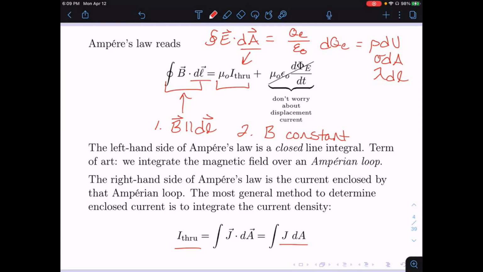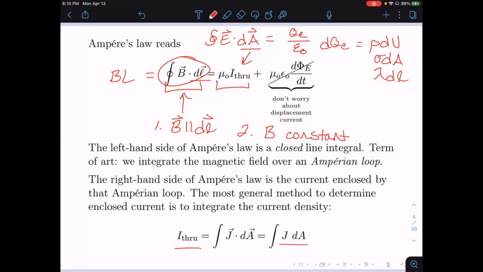Those two vectors have to be parallel and the B field has to be constant everywhere along the loop, such that I can get this simplification, B times L. And that is the way I would solve an Amperian loop problem. I cannot take this integral straight up. I don't know how to take the integral of a dot product, so make sure to simplify that and get it down to B times L. That is something workable for us.